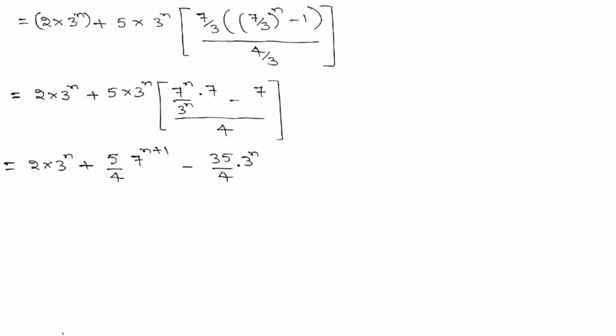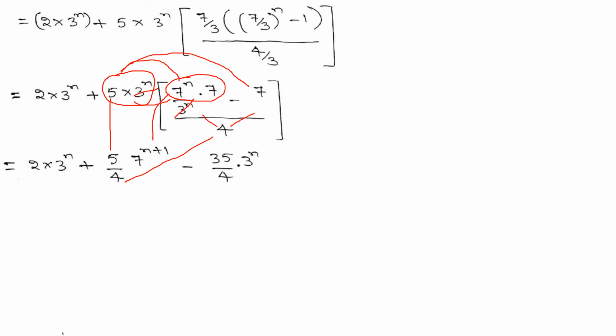Now here we have multiplied this 5 into 3 to the power n with each term here, and then separated this denominator for both the terms. If you multiply this term with this here, 3 to the power n and this 3 to the power n get cancelled. What we get is 5 divided by 4 and 7 to the power n plus 1.